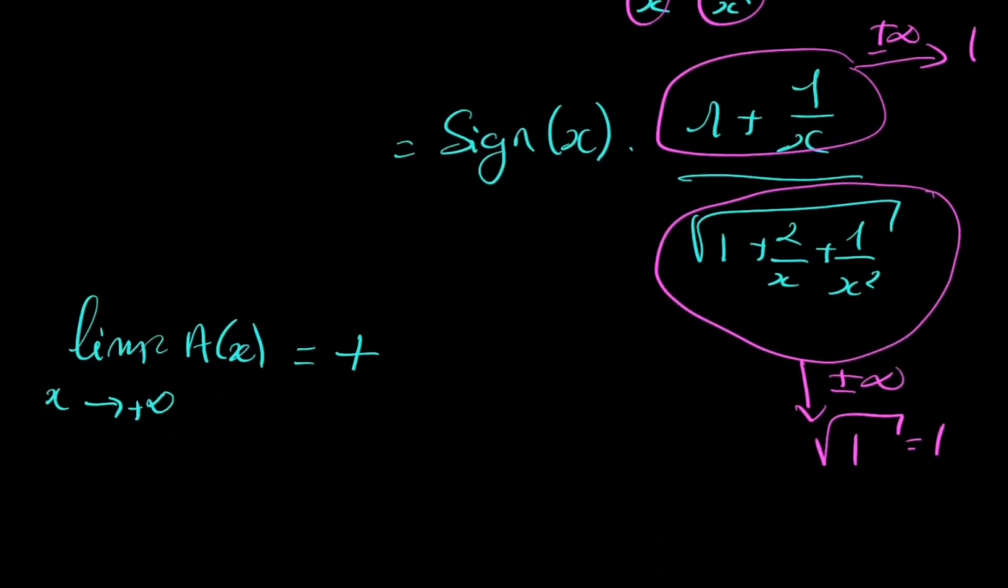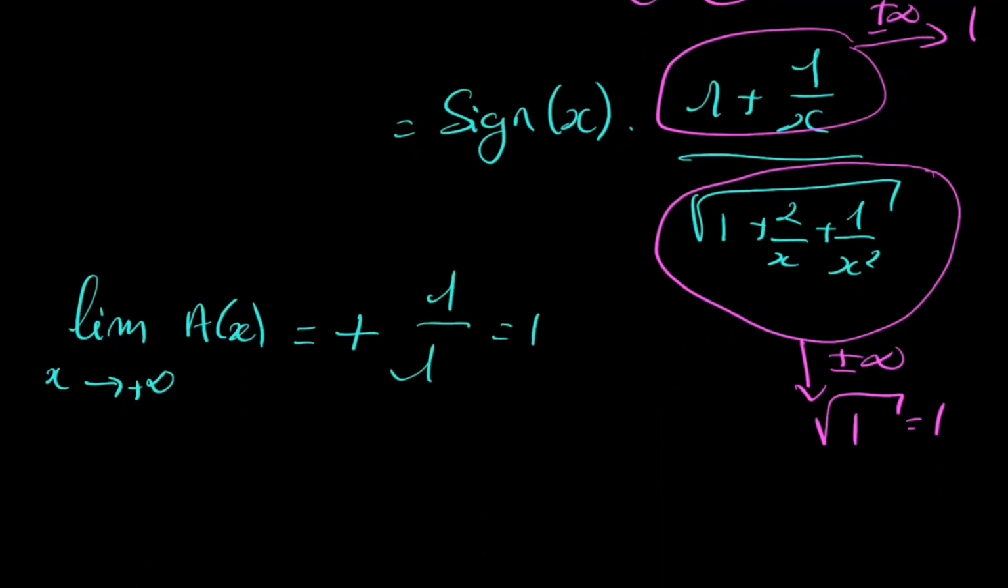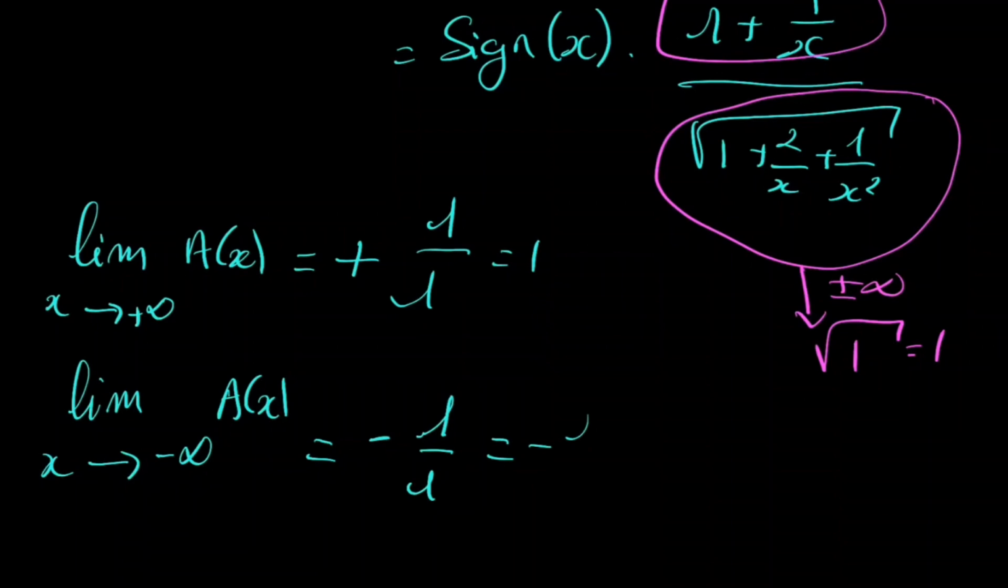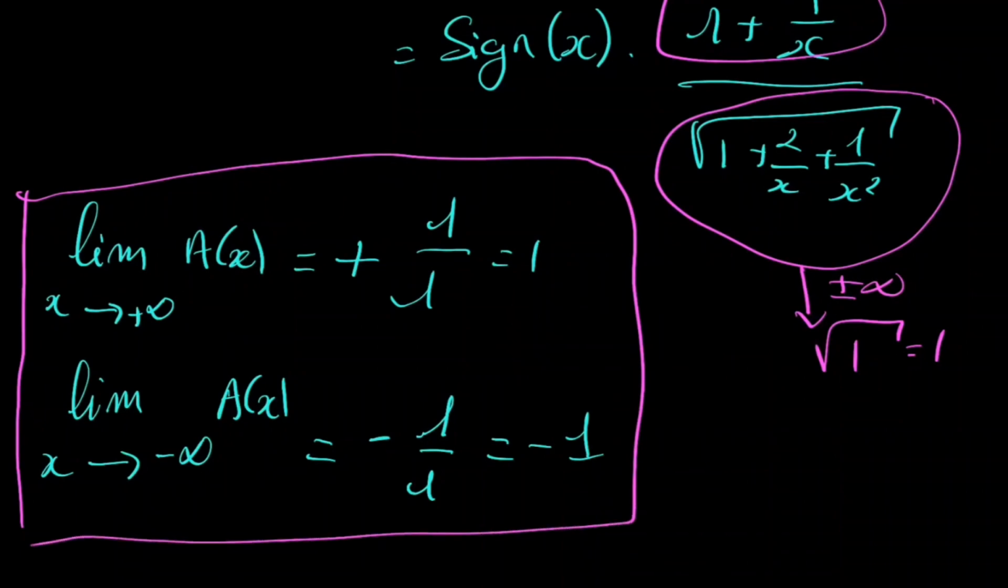So in plus infinity we have plus 1 over 1, which is equal to 1. The limit when x tends to minus infinity of A of x is equal to minus, the sign of x because we are in minus infinity, minus 1 over 1, which is equal to minus 1. And we have solved the first limit.